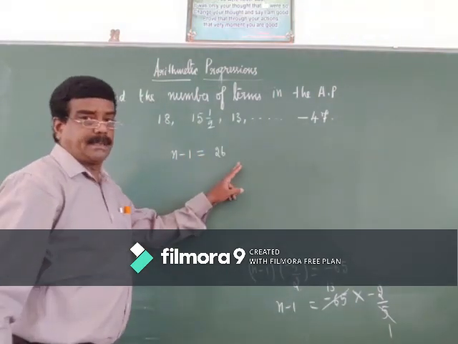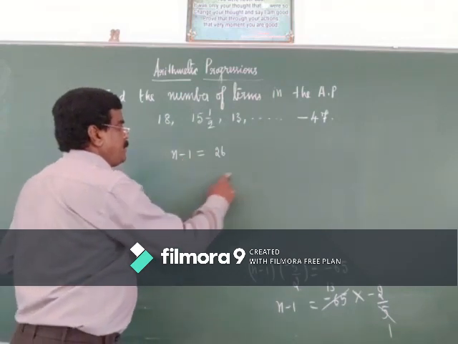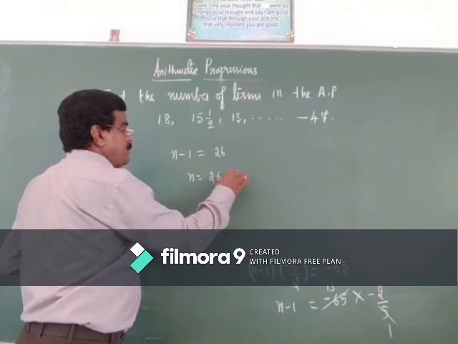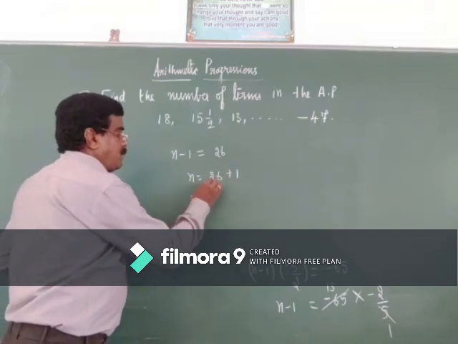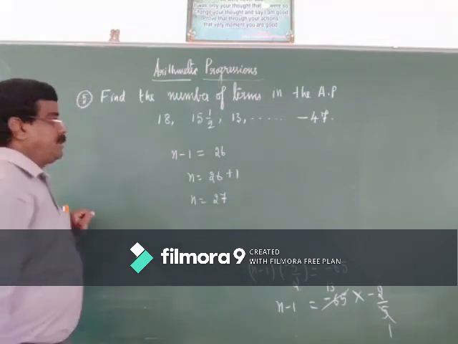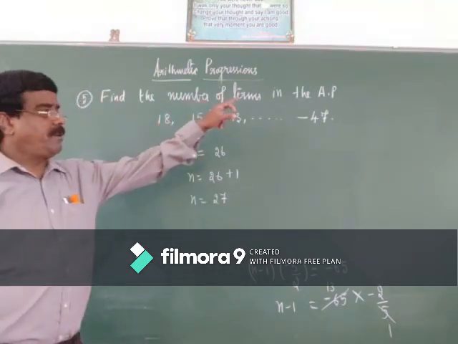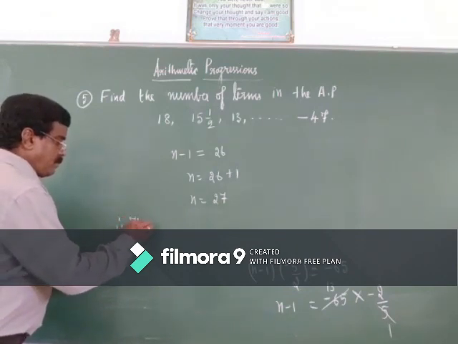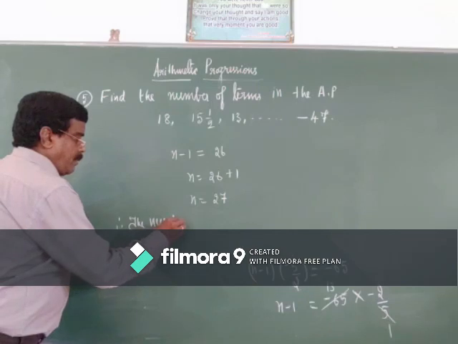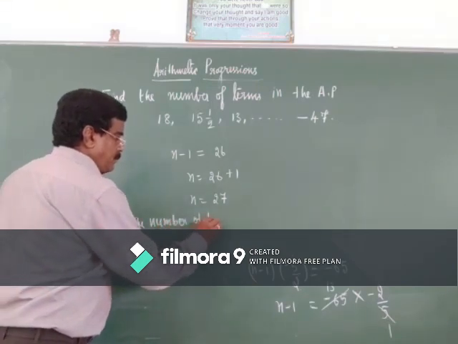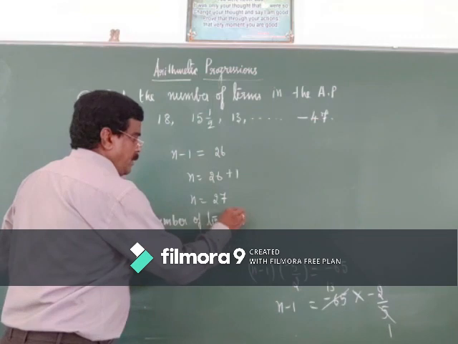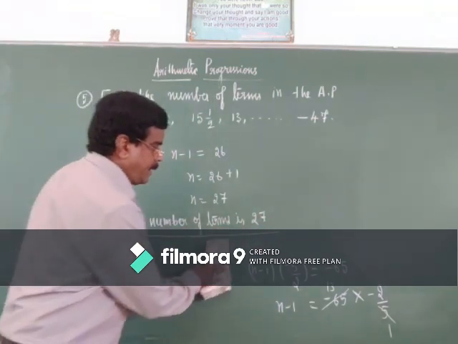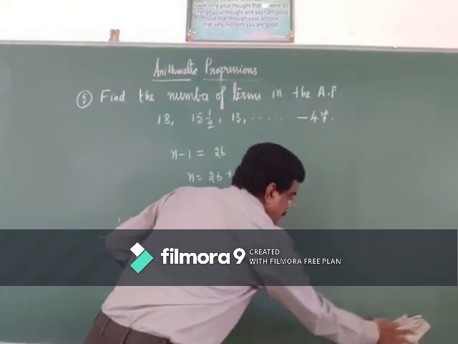It is positive 26. Now shift this minus 1 to this side, becomes n is equal to 26, and minus 1 written on the right hand side becomes plus 1. So n is 26 plus 1, which means 27. The question asked here is what? Find the number of terms. So the answer is, therefore, the number of terms is 27. Write it like this and underline. Answer is over.